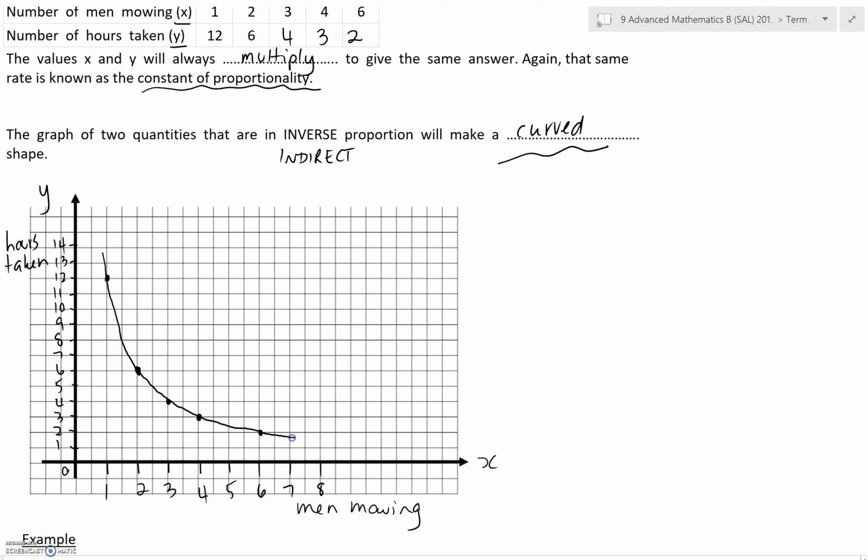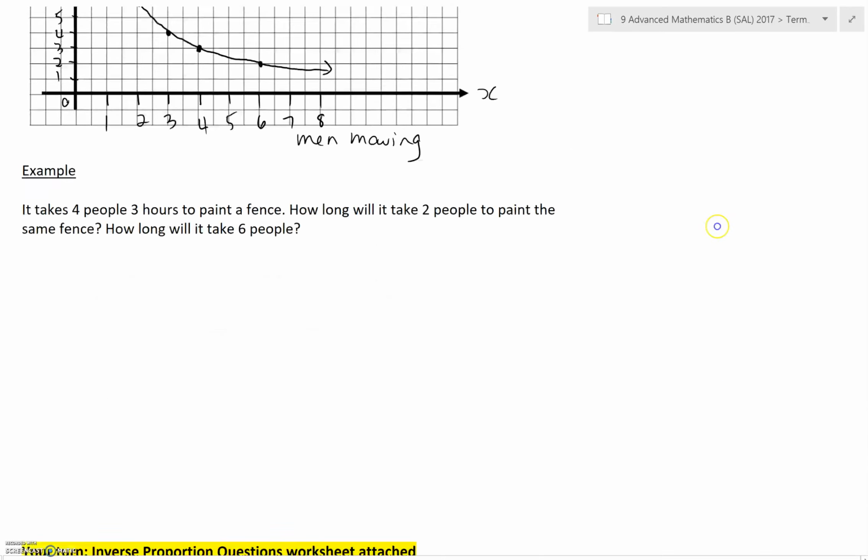If you do it in one go, then that's a bit better. You've got a better chance of a smooth curve. So, not linear, curved when we're talking about inverse or indirect proportion. Okay, let's have a look at an example.